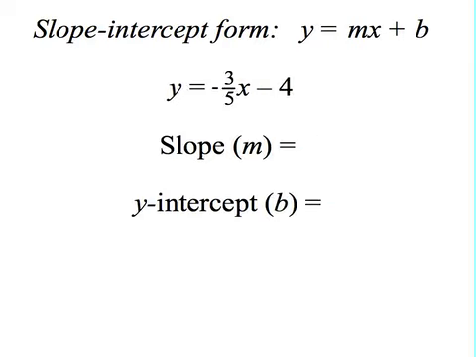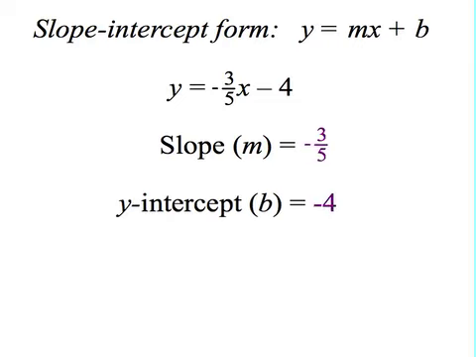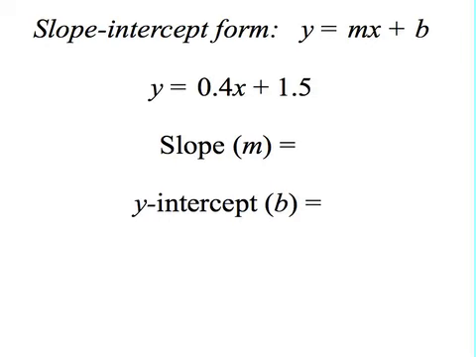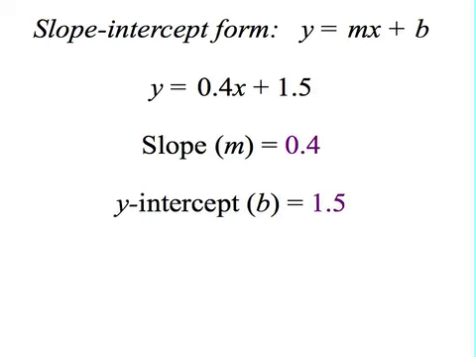Here's a fraction. Shouldn't create a problem. The slope is clearly negative 3/5, and the y-intercept is negative 4. We didn't show our work, but when we see a subtract 4 in slope-intercept form, remember that means the intercept is negative 4. Decimals, again, shouldn't be a problem. Slope 0.4, y-intercept 1.5.